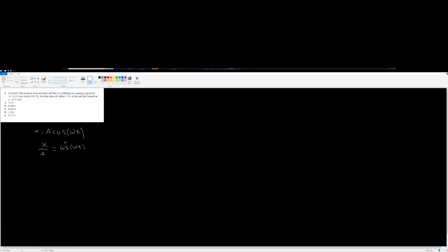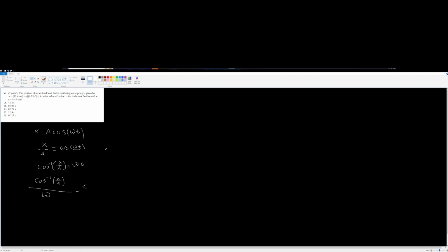And then the operation we can do here to isolate this omega t is to take the inverse cosine of both sides. So we'll have the inverse cosine, which is a function on your calculator, of x over a, and that's going to equal omega t. And then, of course, if we divide both sides by omega, then we will end up with our t.